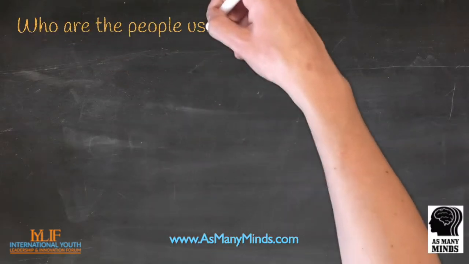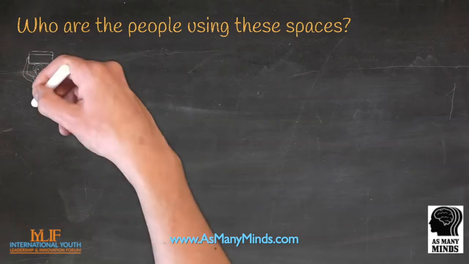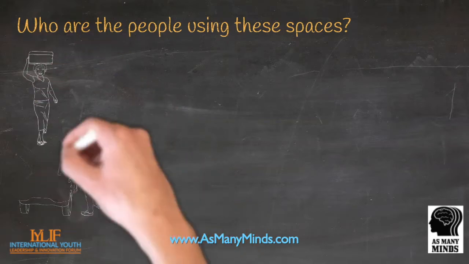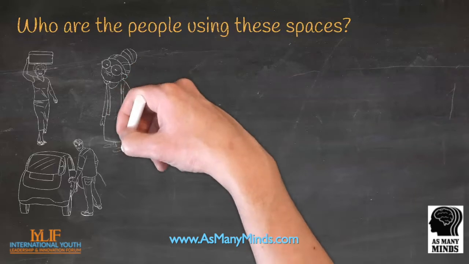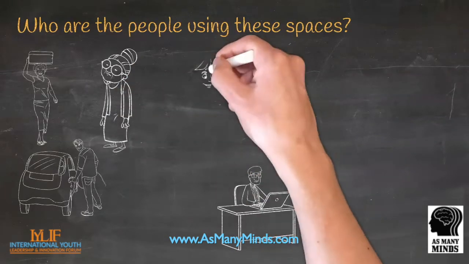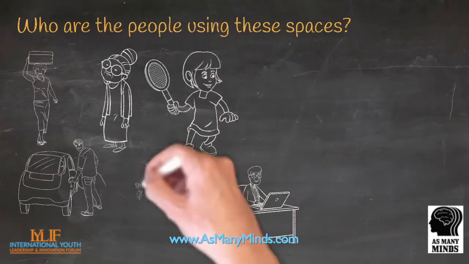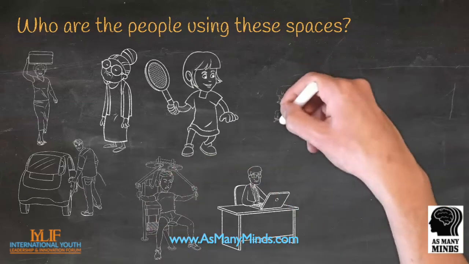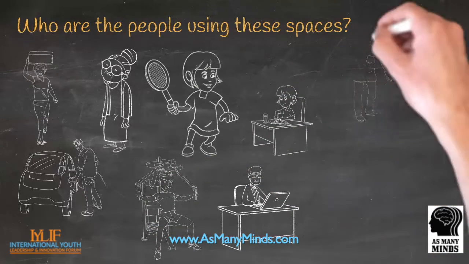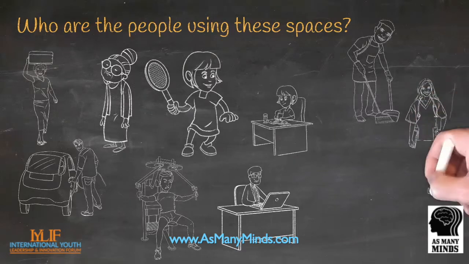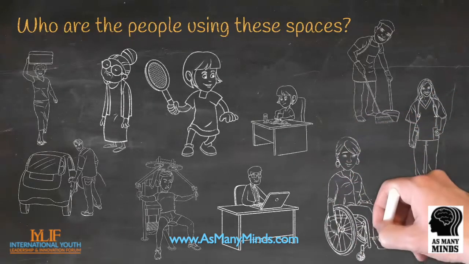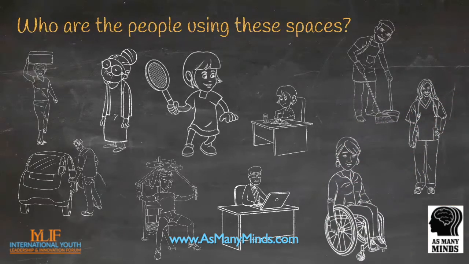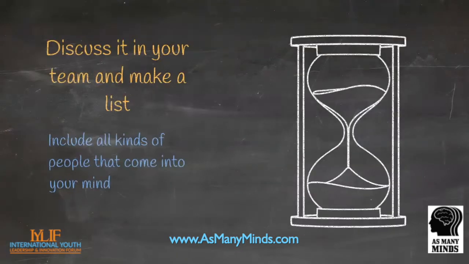Now, let's go to the second thing in this step. That is, come up with a list of all kinds of people who would be using those spaces. For example, in the case of a school, the spaces are used by students, by teachers, by cafeteria workers, by office workers, the cleaning workers, parents, visitors, and so on. Who are the people using the spaces that you identified?